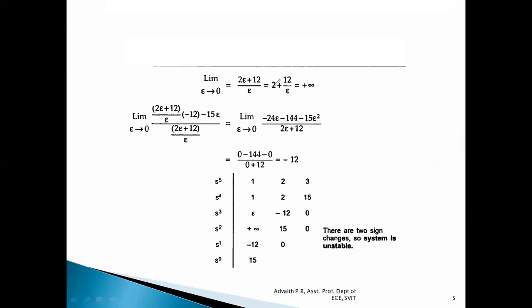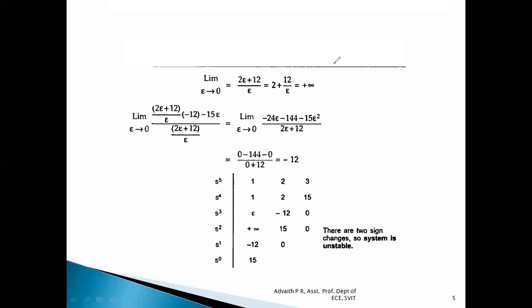Now, 2 plus 12 divided by epsilon, when we apply limit, this epsilon value becomes equal to 0. So 12 divided by 0, anything divided by 0 gives us infinity. Infinity plus 2 is again infinity. So we have got plus infinity over here.